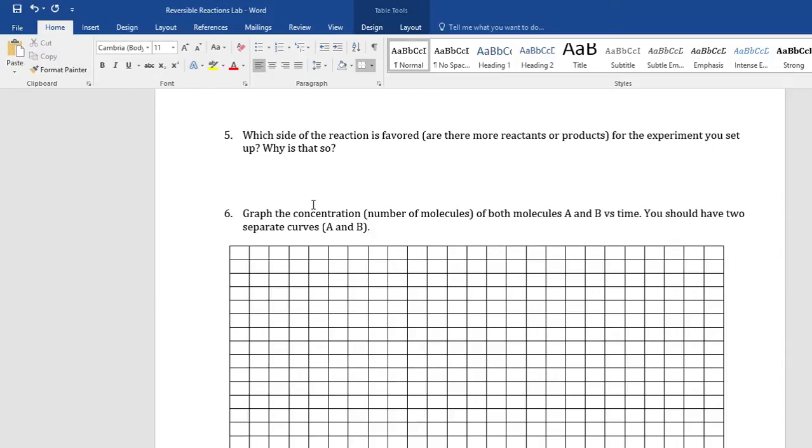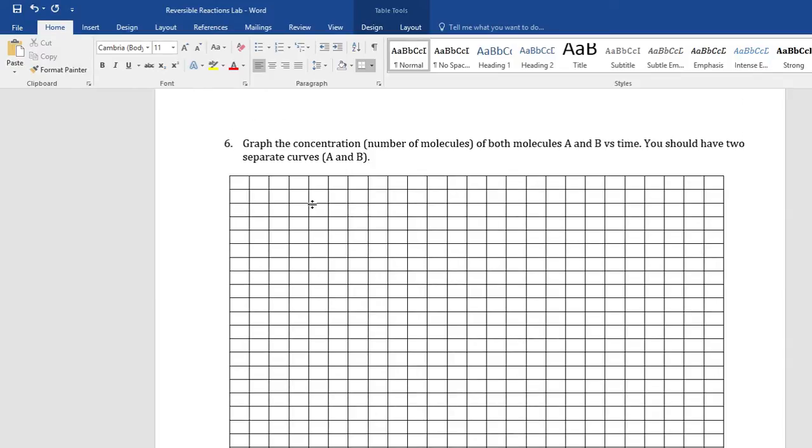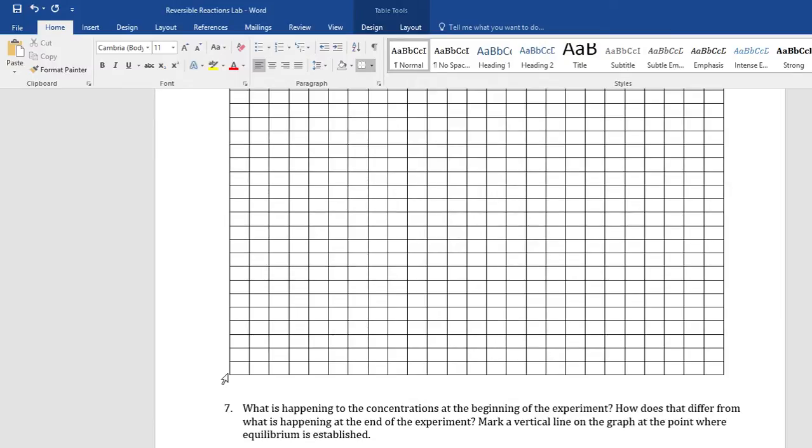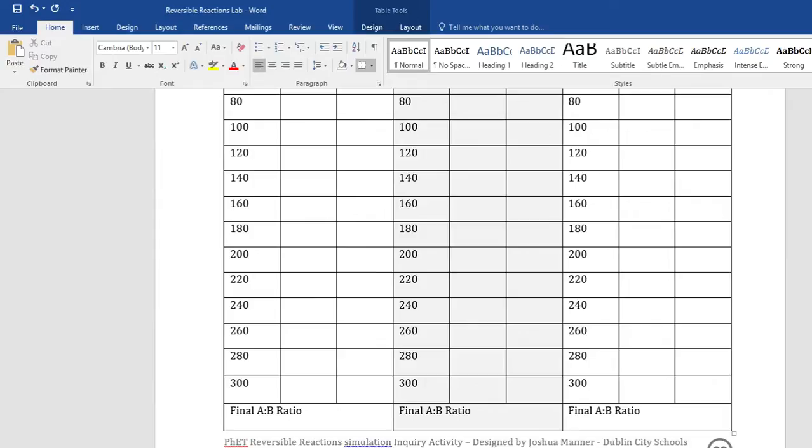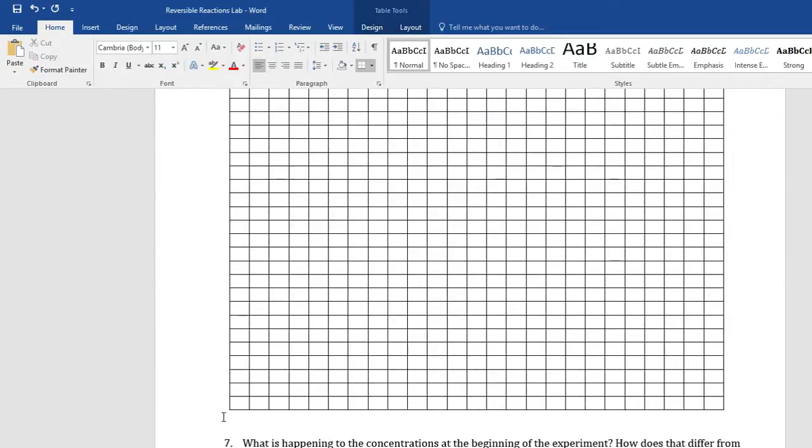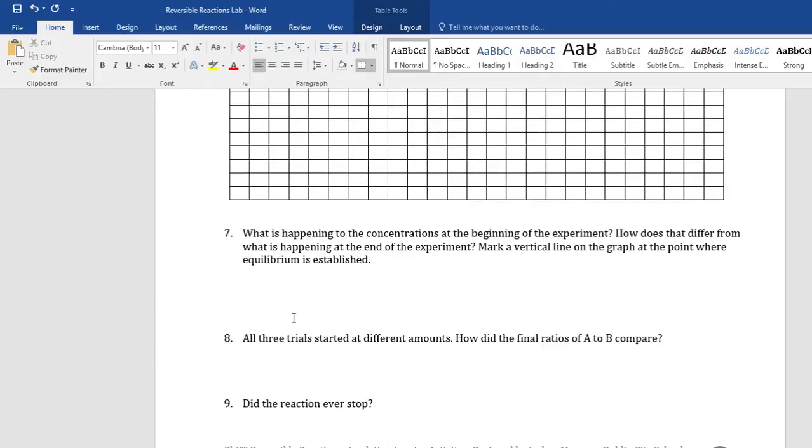And then we're going to graph concentrations as well. So we'll be doing A and B versus time. We'll be looking at the A and B versus time measurement and seeing how, as time progresses, these two change. We've got some final questions here. What is happening to the concentration at the beginning of the experiment? How does that differ from what is happening at the end of the experiment? We're going to look at a vertical line on the graph where equilibrium is established. And we're going to take a look at all 3 trials, starting at different amounts. How does the final ratio of A to B compare?